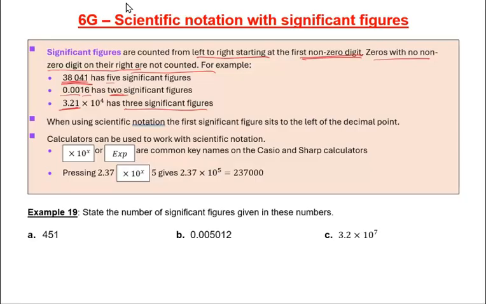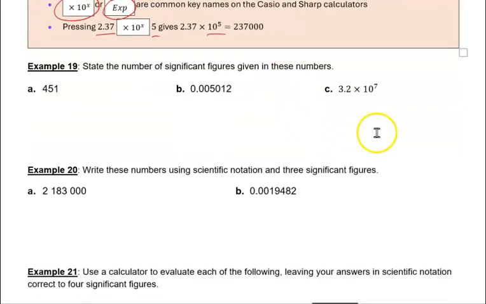So we're going to use the calculator to do this. Our Sharp calculators use this button, but you might have a times 10 to the x or something, and it's really cool. If we type in 2.37 and then hit the exp button and 5, that gives us 10 to the power 5, and it just gives the answer. Sometimes it'll give the answer as scientific notation. So, state the number of significant figures in each of these.